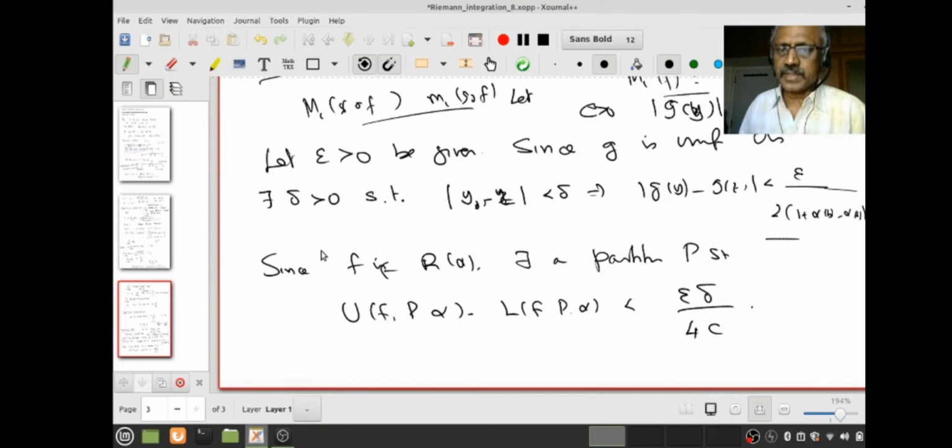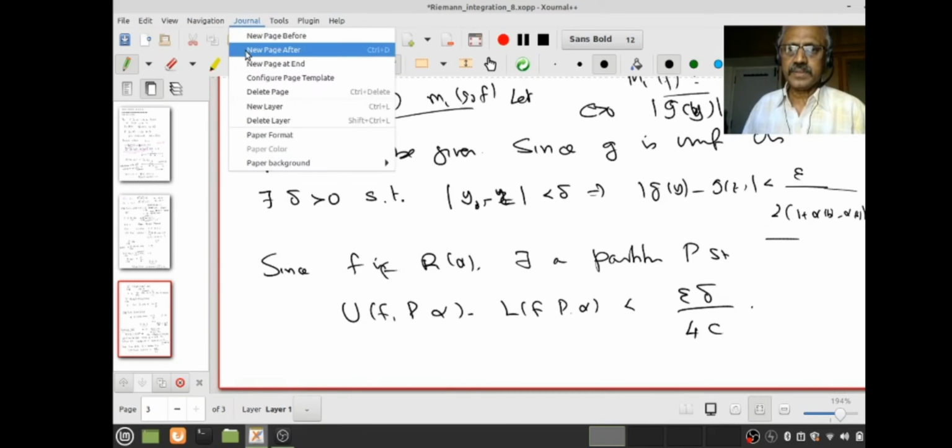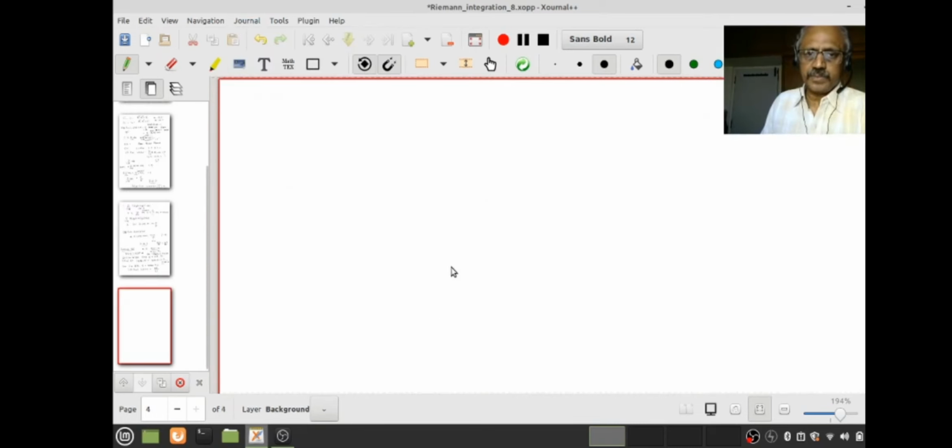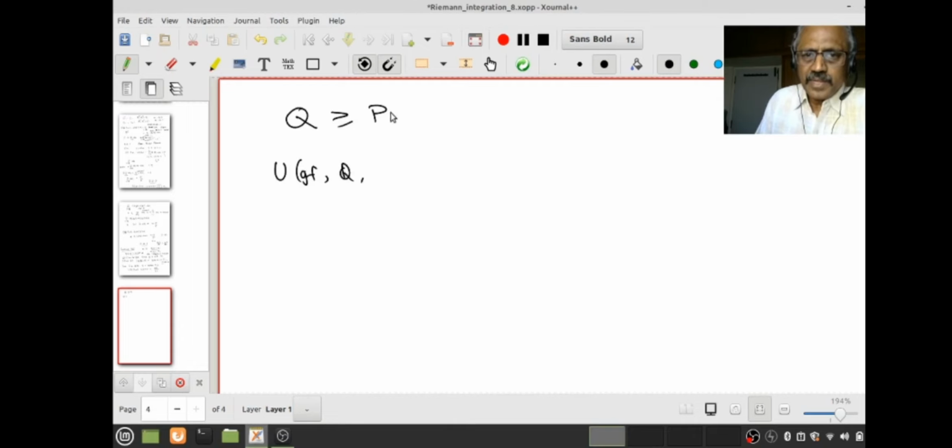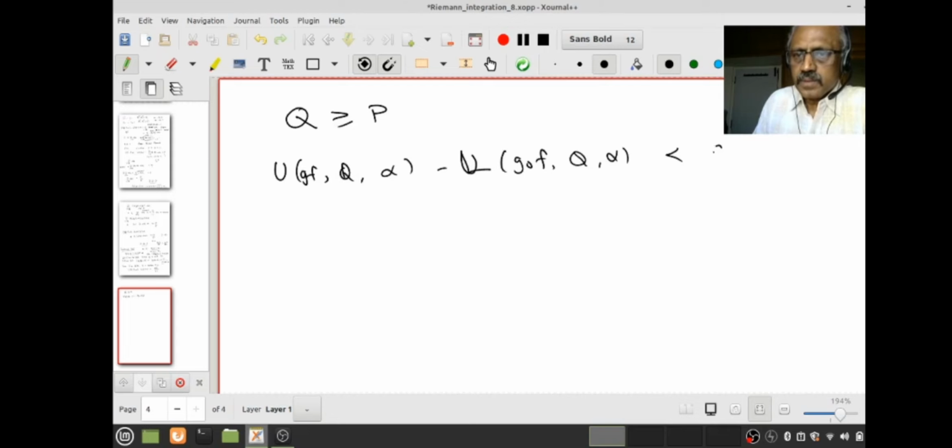Now what is my claim? My claim is for this partition P: for any partition Q that is finer than P, I want to claim that U of G composed F, Q, alpha minus L of G composed F, Q, alpha is less than epsilon. I may write P, but do not hold me to it. This is what I want to prove.